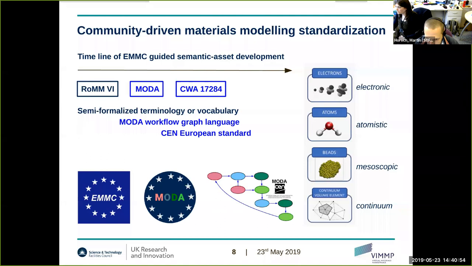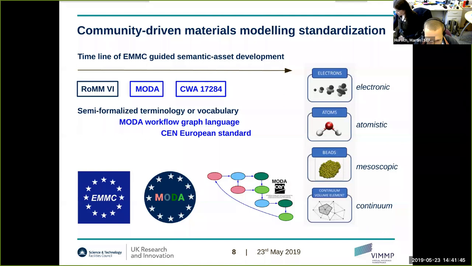This is a graph language and not formally a European standard, but a standardization document, let's say. So it has been developed as the outcome of a CEN workshop. It's a CEN workshop agreement. And there we can define workflows. However, this asset is also not immediately machine readable. It is human readable and the diagrams can of course be processed by computers, but it is not yet at the full level of semantic asset development that can potentially be reached.